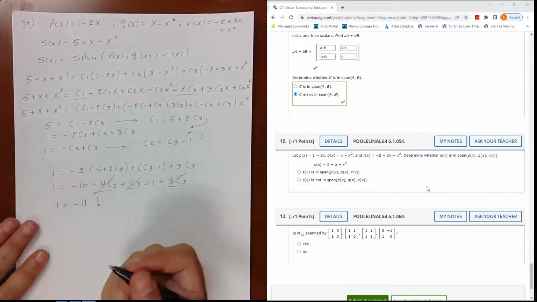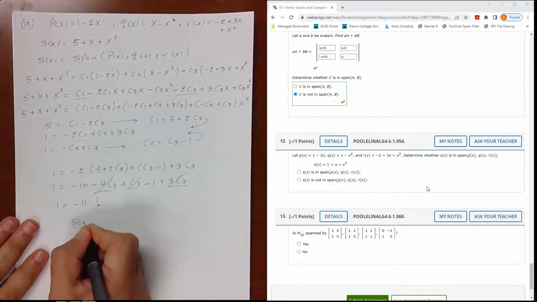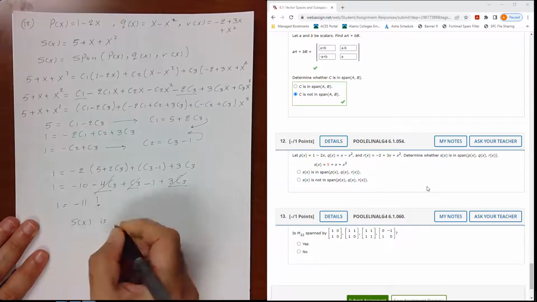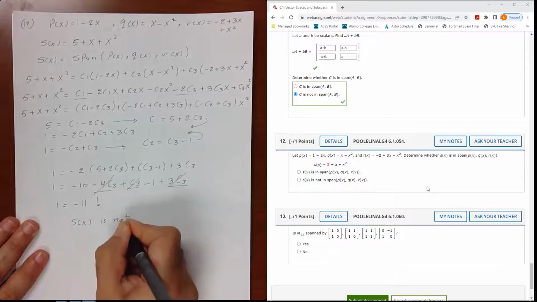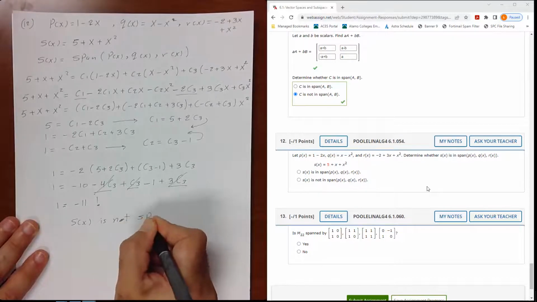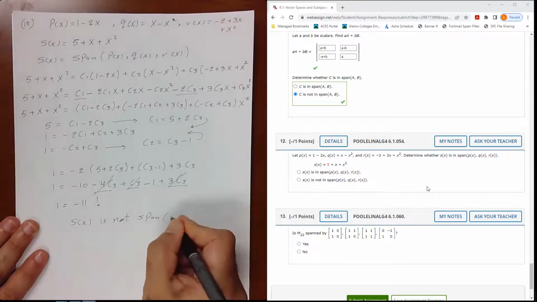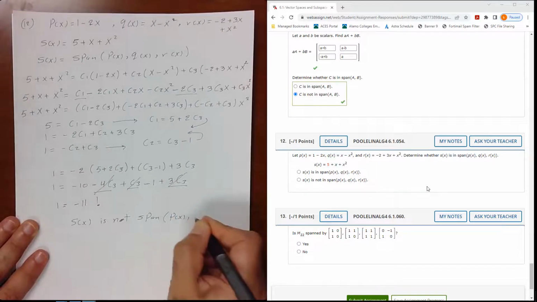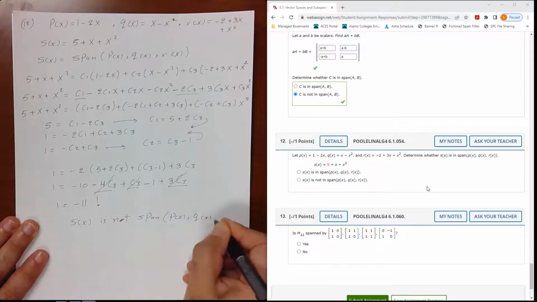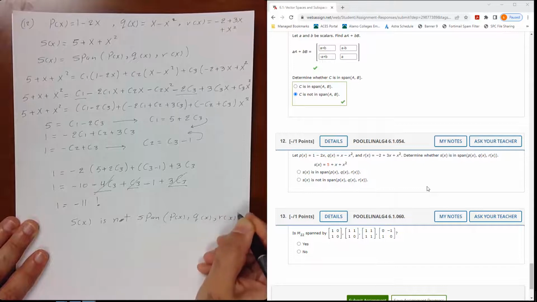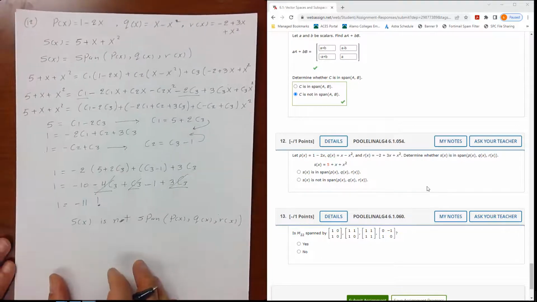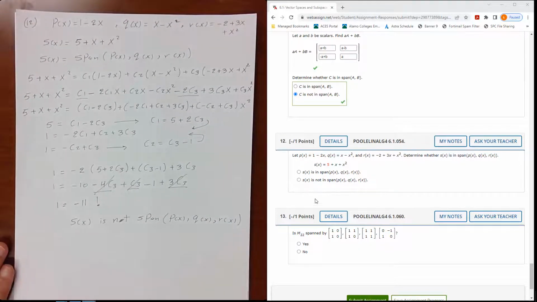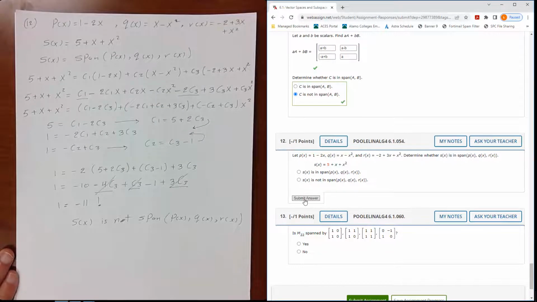In this case, S of x is not in the span of P of x, Q of x, and R of x. That's it for this example. So we're just going to say it's not in the span.